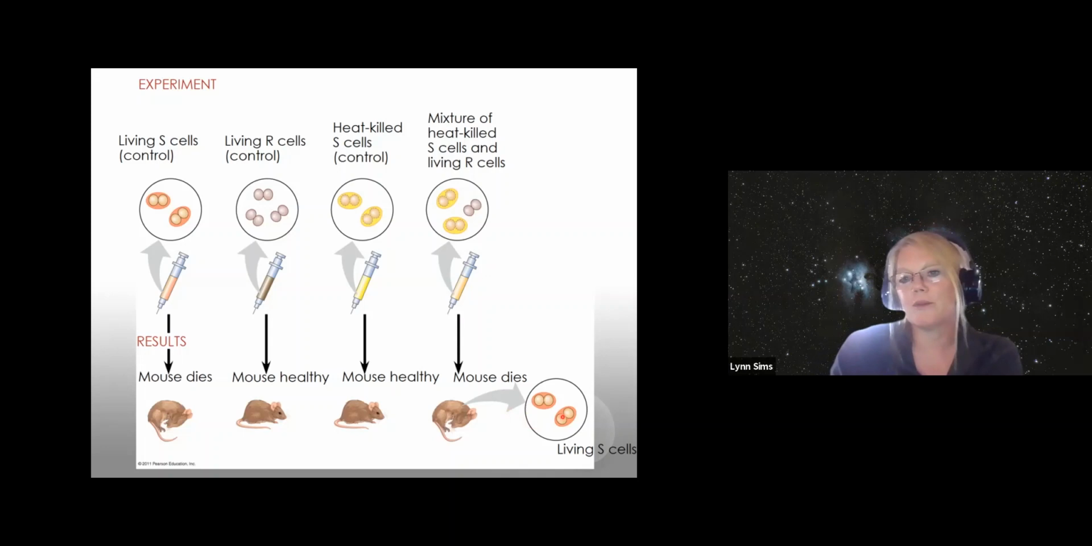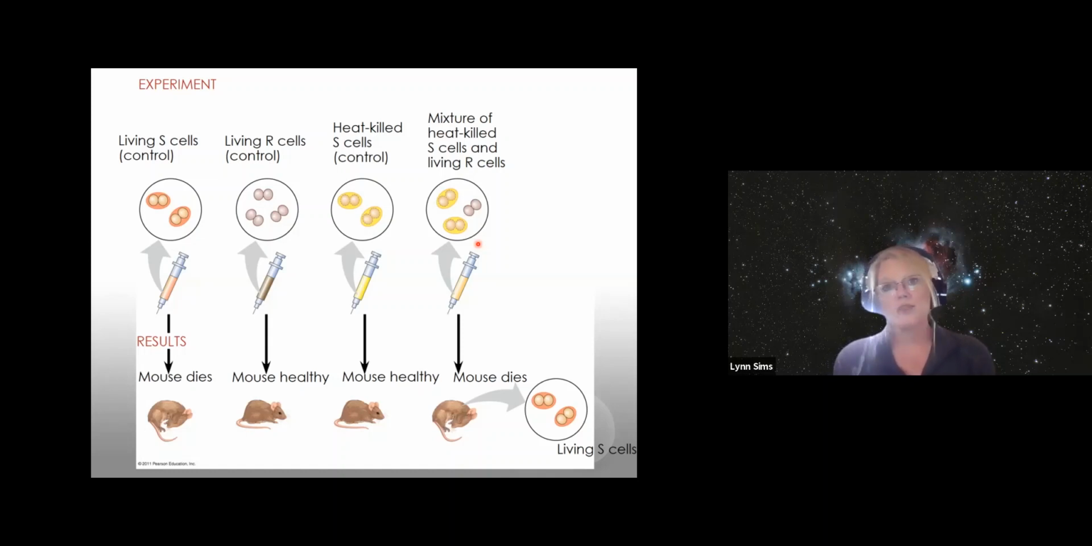And then basically he was able to extract living S cells, which are the pathogenic form. So combining the heat killed S cells with the R cells, which are non-pathogenic, basically the R cells were transformed into S type, which caused death, right? So that caused disease. So in some way, these R cells were converted from something that was non-pathogenic to the form that was pathogenic in vivo, inside the mouse.